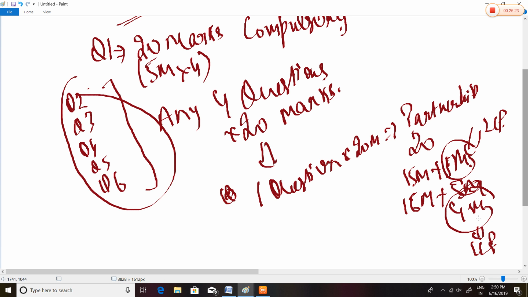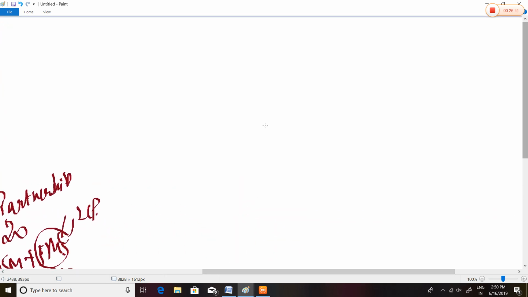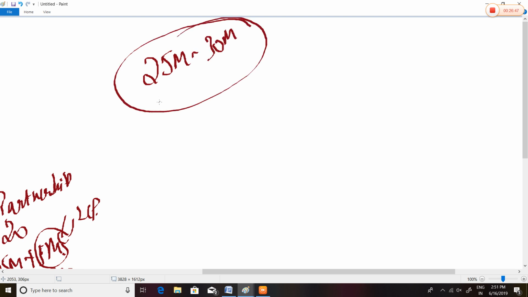I will include this question in my book, but I'll not explain it because I think you can do the theory by yourself. And accounting standards will carry at least a total of 25 to 30 marks.